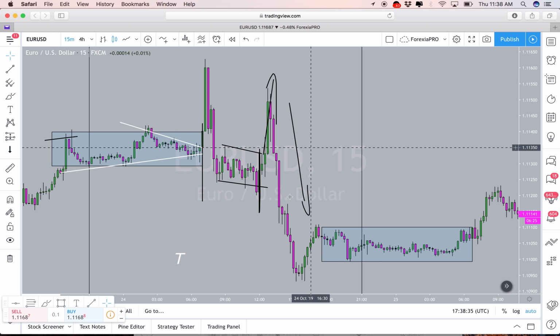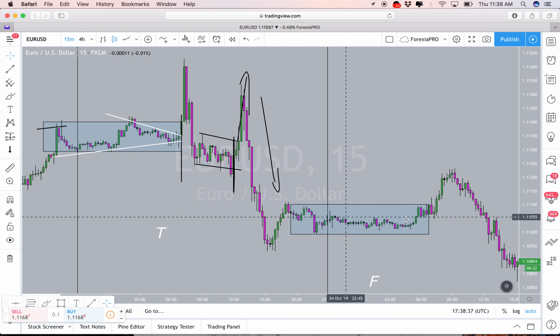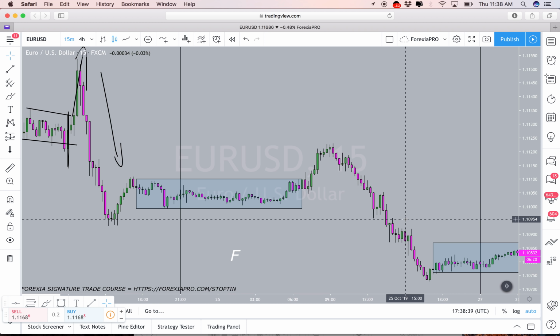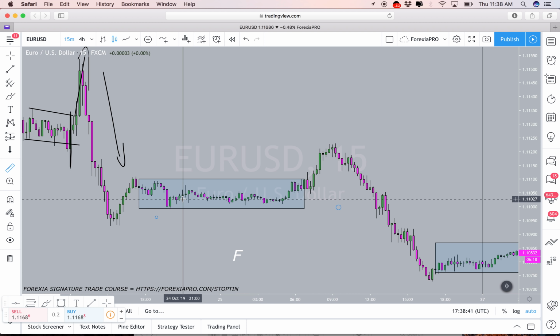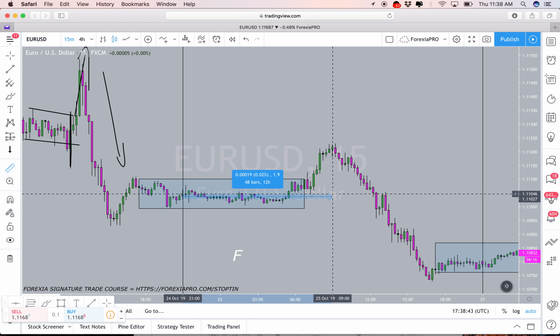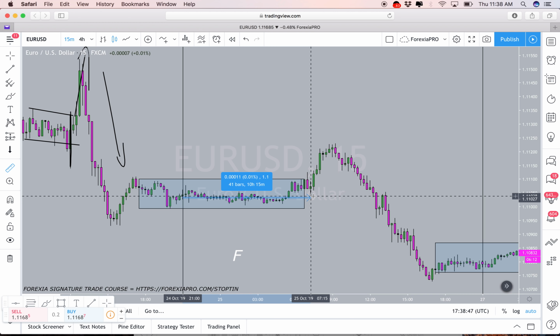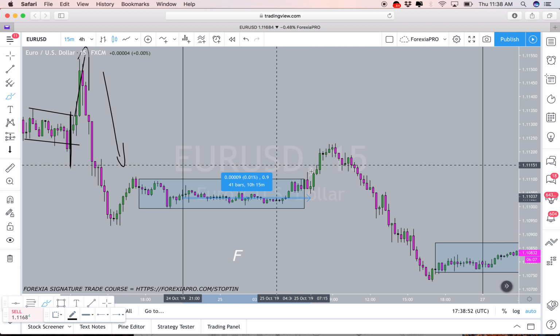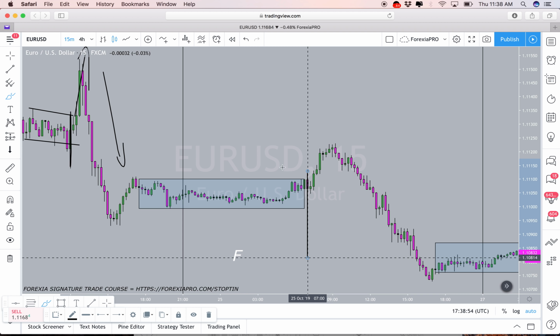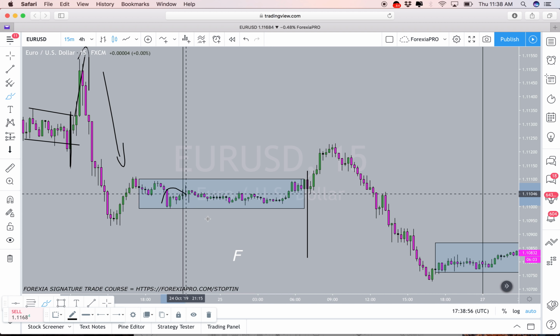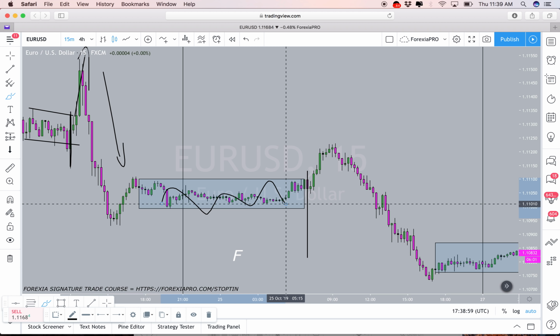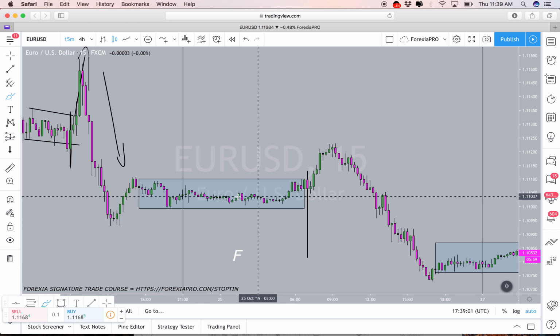You ride it for a few hours. End the day in consolidation, and then what happens? The same thing, just a different day. London session right here, in this candlestick right here. Asian session consolidation. Who would want to trade this?